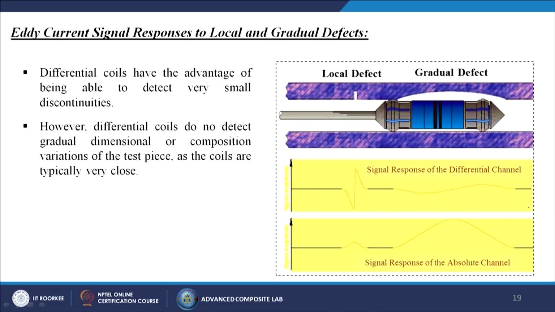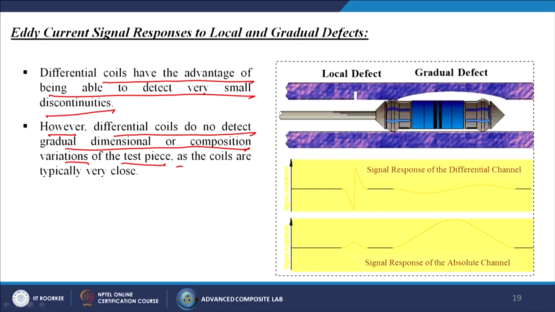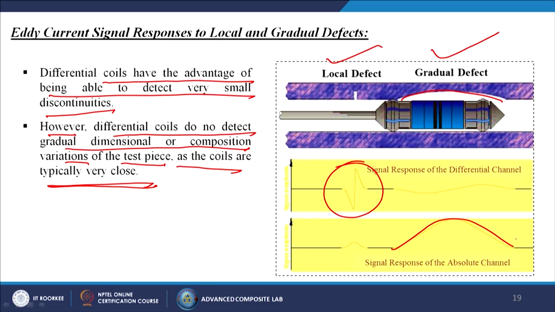Eddy current signal responses to local and gradual defects. Differential coils have the advantage of being able to detect very small discontinuities. However, differential coils do not detect gradual dimension or composition variation of the test piece as the coils are typically very close. So, this is the local defect and this is the gradual defect taking place over there. For local defects we are getting a sharp edged signal response of the differential channel, and when you are talking about the signal response of the absolute channel, you can see only a hinge kind of thing.